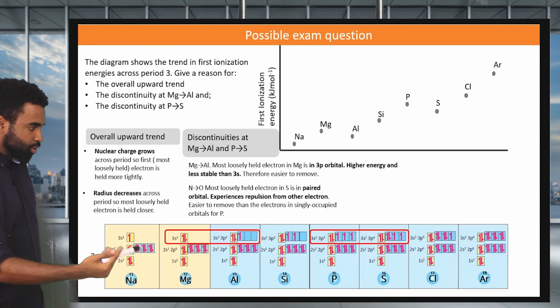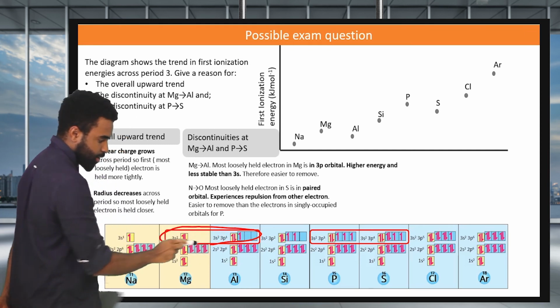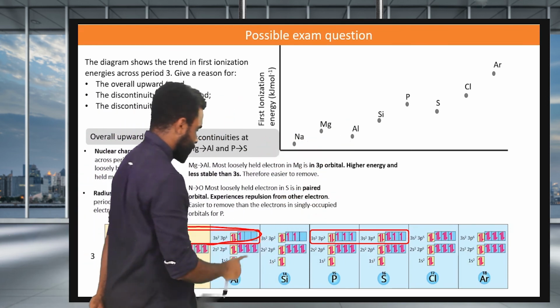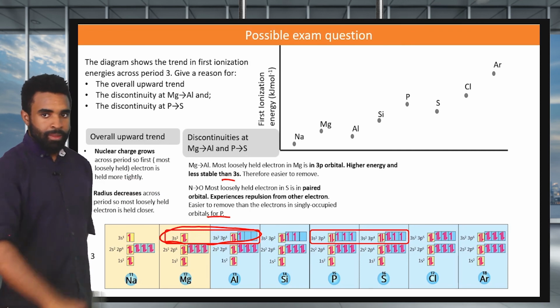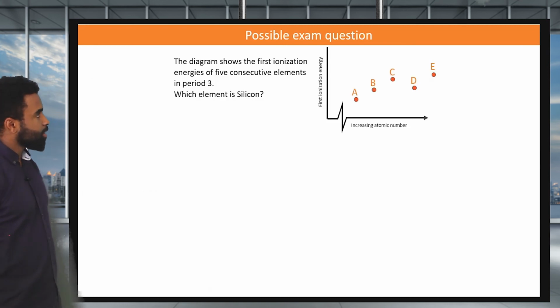And I think you should also try to draw the valence shell configurations for the elements concerned, for magnesium and aluminum, and for phosphorus and sulfur, to explain these discontinuities. Okay, I'm not going to walk through this because we've talked about it, but if you want, you can pause the video and write it down. Let's move to another possible exam question.